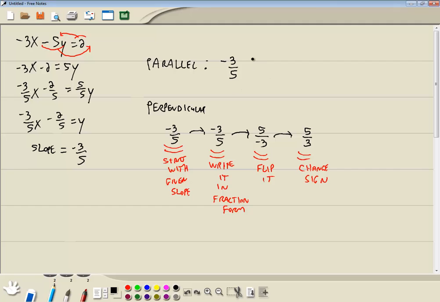Now our answer for parallel is negative 3/5, and our answer for perpendicular is 5/3. Now instead of calling that a negative reciprocal, some books call it opposite reciprocal. So there's different names you'll see on that. But those are our answers.